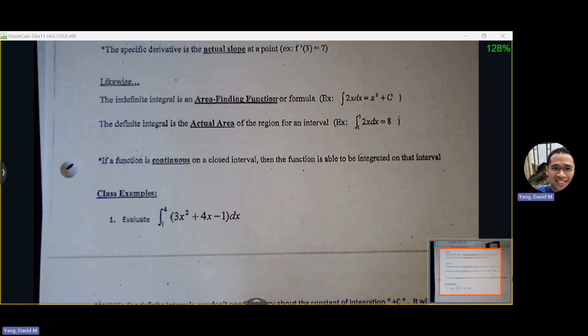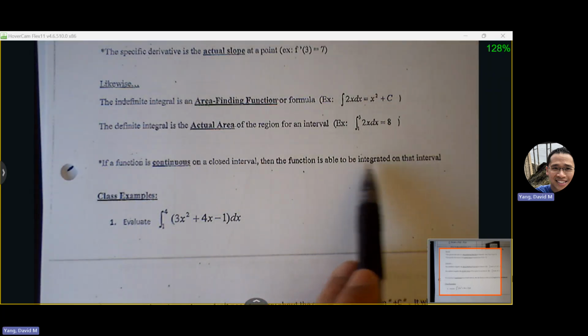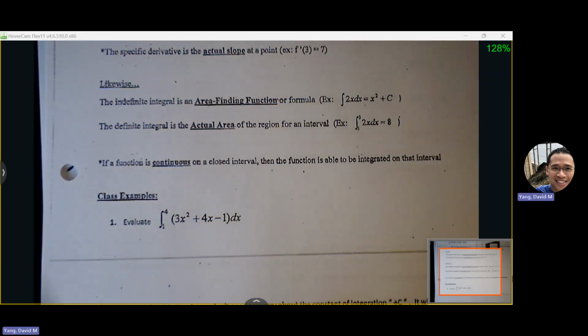If a function is continuous on a closed interval, if there are no breaks in the graph, then the function is able to be integrated on that interval. Okay, so let's try example 1 here.